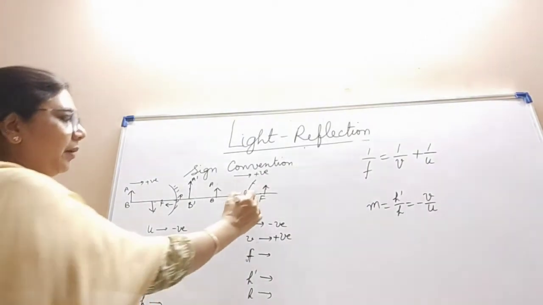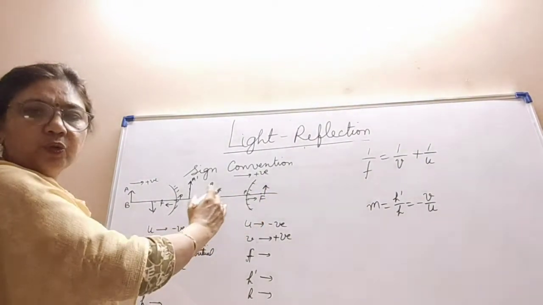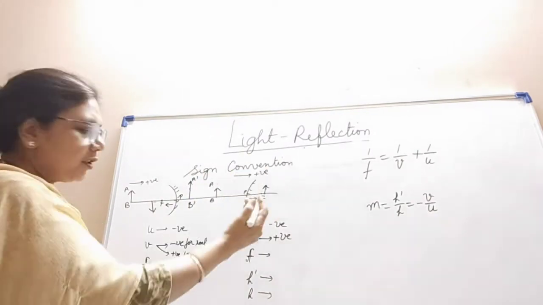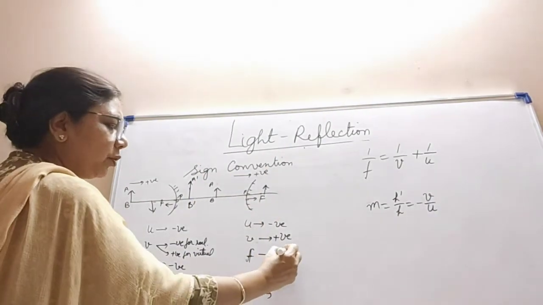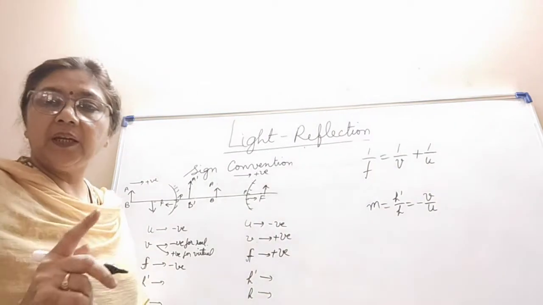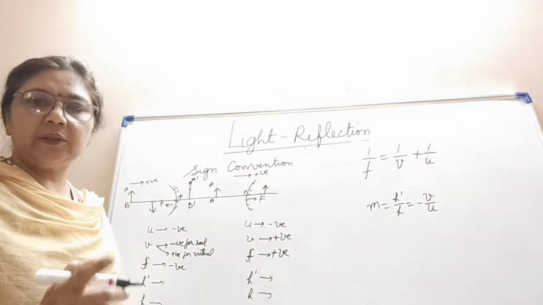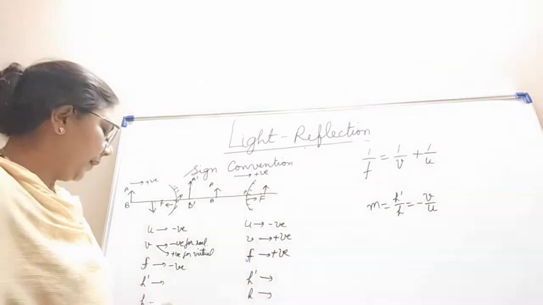Okay. Here the focus is at the back of the mirror, so we have to move from left to right, which is the positive direction. So the focal length of the convex mirror is always positive. The focal length of the concave mirror is always negative.